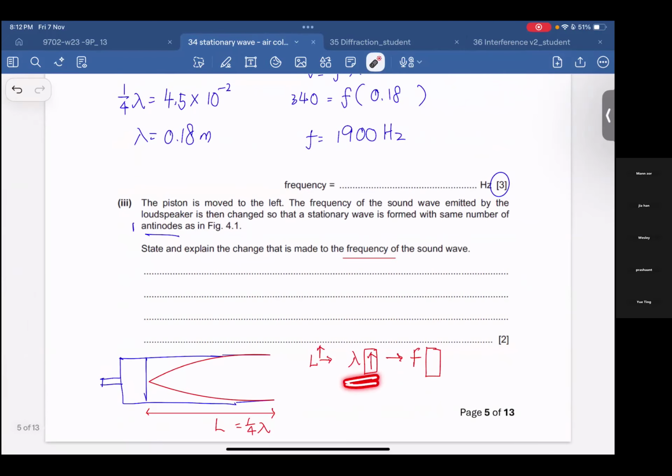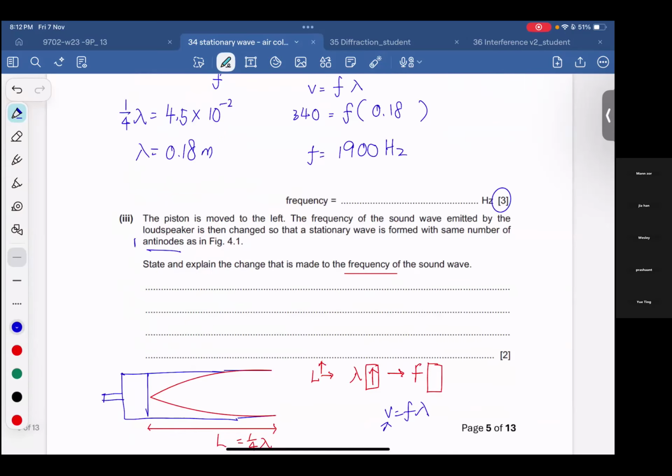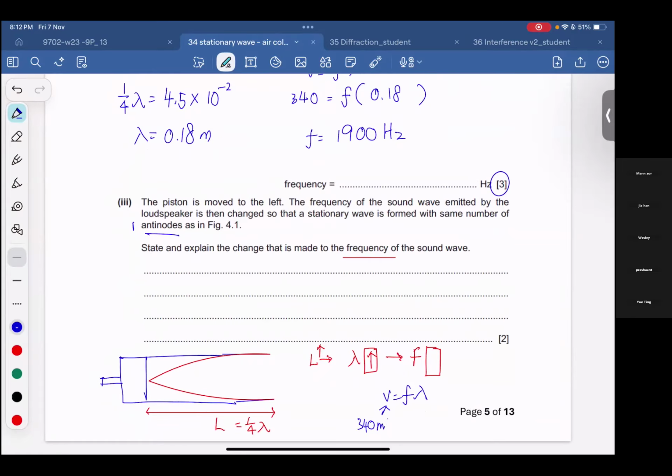Then wavelength becomes higher, and frequency becomes smaller because V equals f lambda. The speed is the same all the time. Here 340 is a constant value, 340 meter per second, ms negative 1. So when your wavelength becomes longer, your frequency should be smaller. So I will answer here, state and explain the change. The frequency becomes lower. Why? Because the wavelength becomes longer. You don't use symbols; I can use symbols, you cannot.